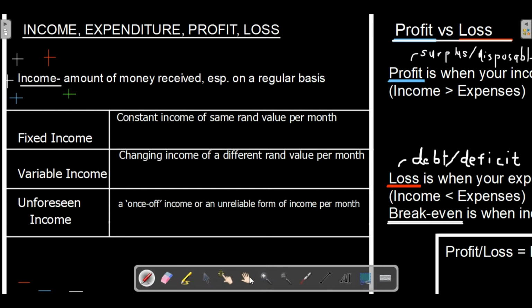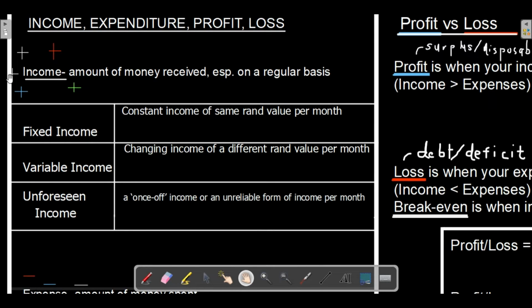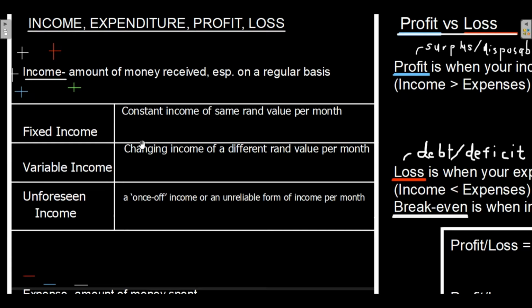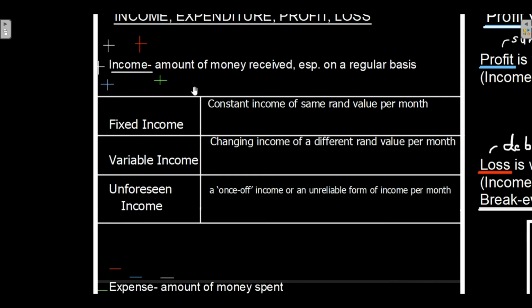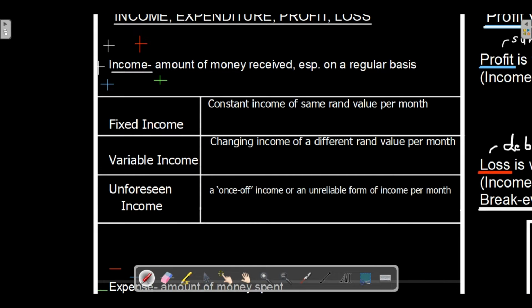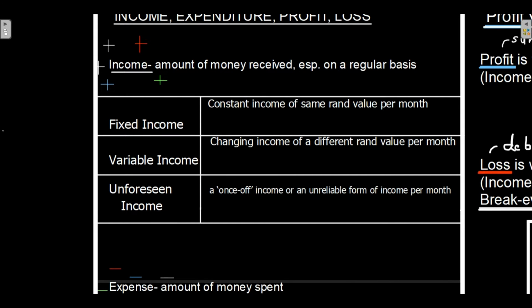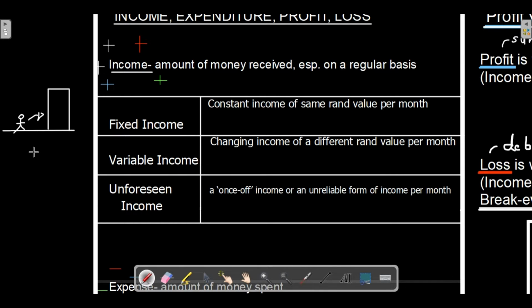Now, the frequency in which you receive this money is very important, and we categorize different types of incomes based on the frequency. In other words, how often do you receive this money? If, for example, you are an employee and you earn a salary, so you have a job, you get paid the same amount of money every time the month ends. That is what we call a salary.